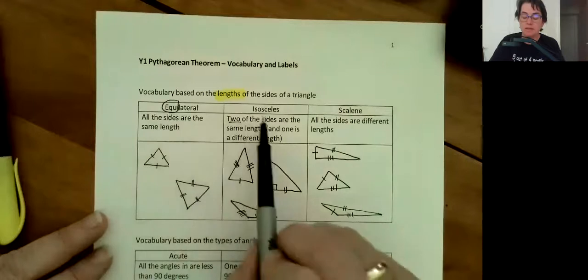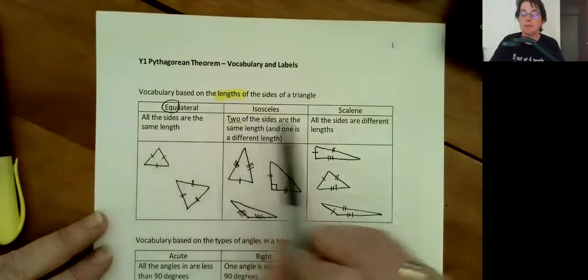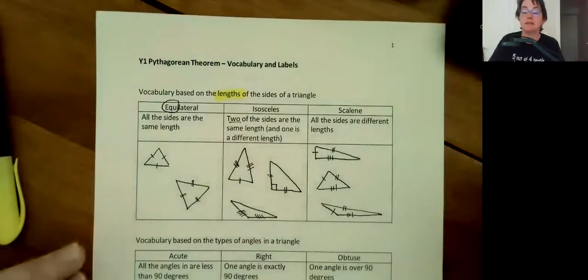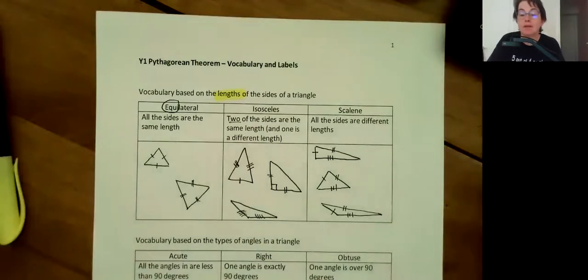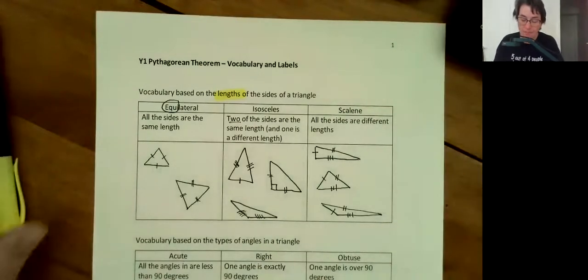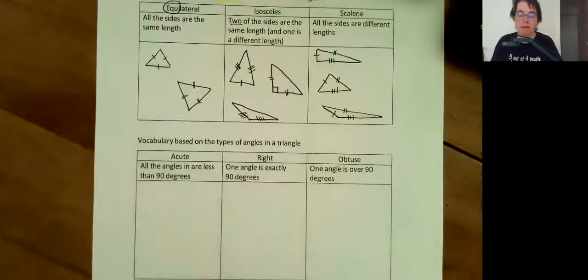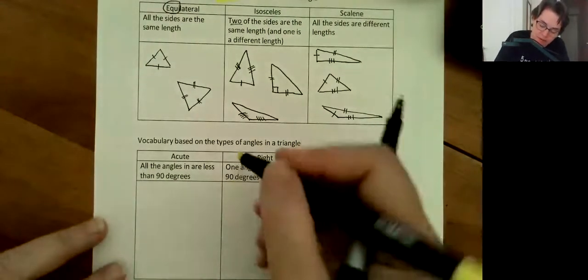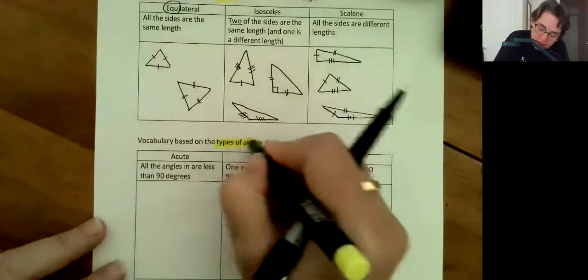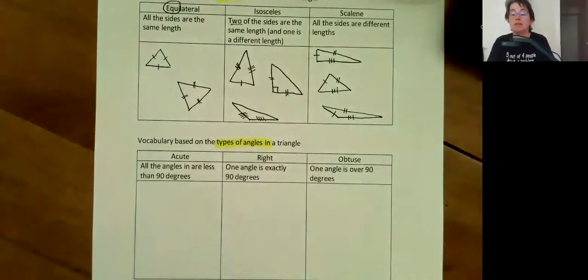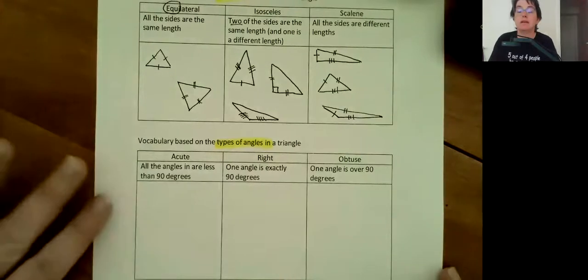Equilateral, three sides the same. Isosceles, two sides the same. And scalene, no sides the same, or all the sides are different lengths, however you want to say it. There is a second set of vocabulary that we can use, based on the types of angles. Actually, I probably should have said the measure of the angles.